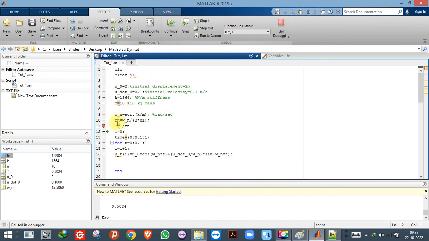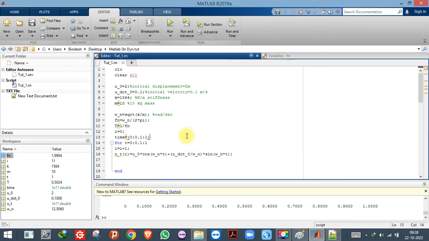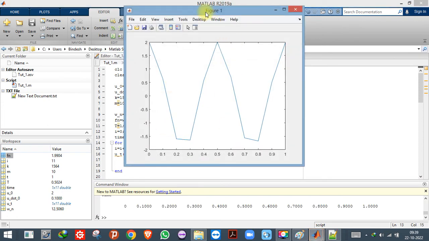If you see, the time period required for 1 cycle is 0.5 second. So for 1 cycle it is 0.5 second, and in 1 second it is simulating 2 cycles. So if I simulate it for 1 second, 2 cycles in 1 second. Now if I run this code, you see 2 cycles.